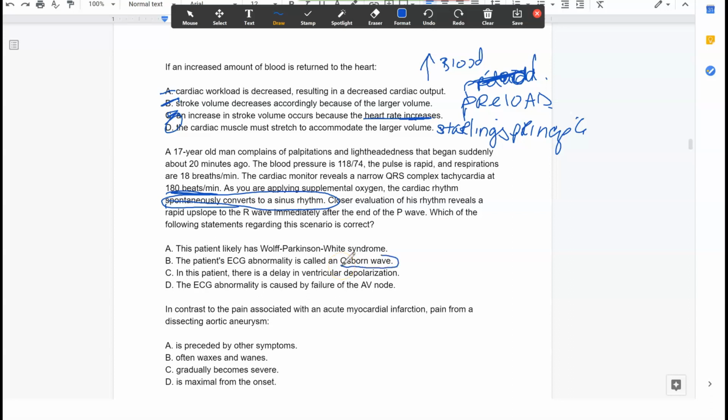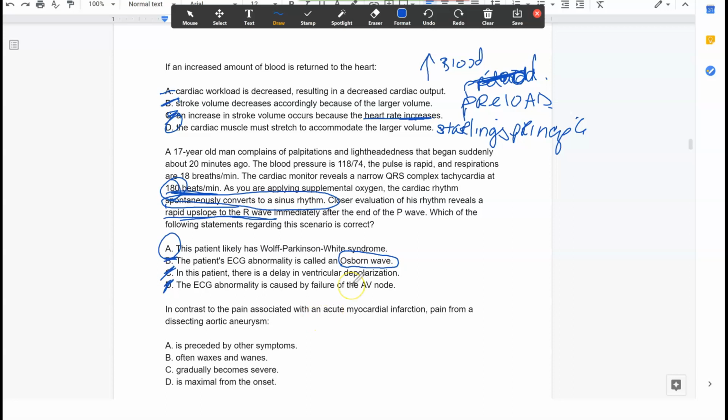That Osborne wave here is usually hypothermia. That's the word I couldn't remember before coffee finally kicked in. There's a delay in ventricular depolarization. No, his ventricles are depolarizing just wonderfully if it's maintaining a rate of 180. EKG abnormality is caused by a failure of the AV node. I mean, you would have him in AFib, but yeah, it's a failure of the AV node to block multiple conductions into the ventricles, but he's not. He's in sinus. That rapid upslope of the R wave is indicative of Wolff-Parkinson-White.